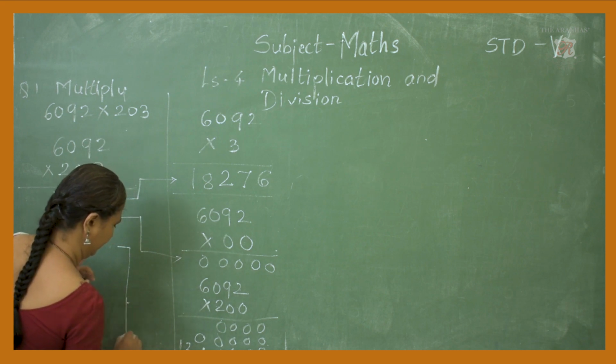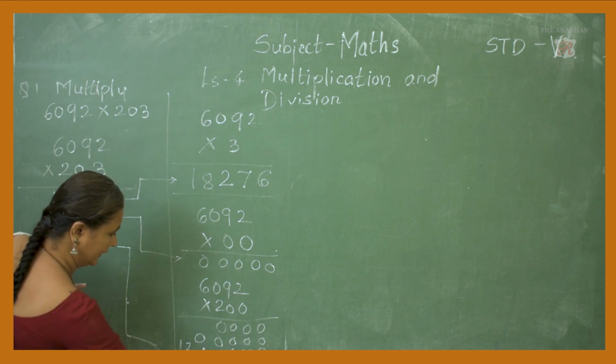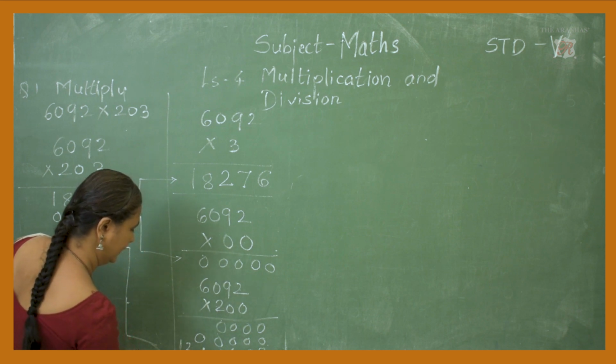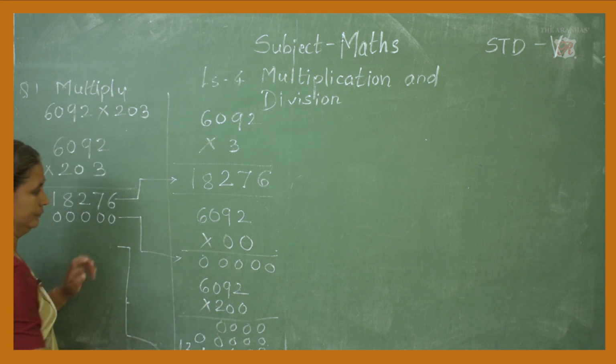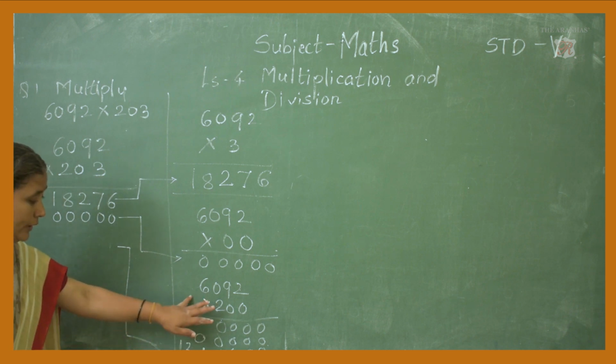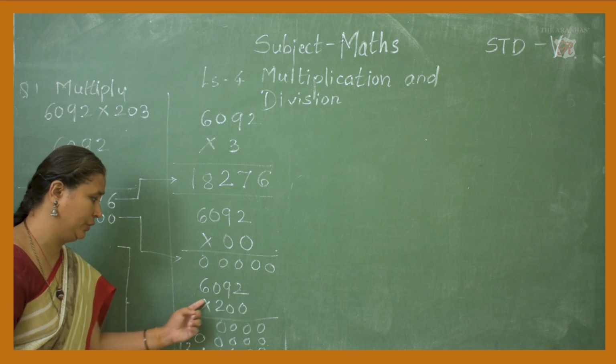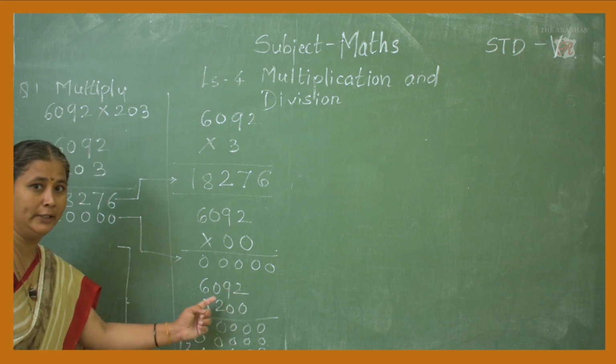So this we have to write 0 0 4 8 1 12. Do the calculation by your own here now. Here, which number we took here? 6092 into 200. Okay, 200.